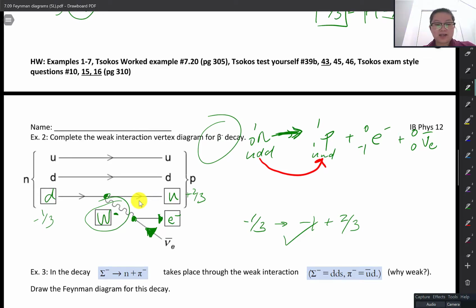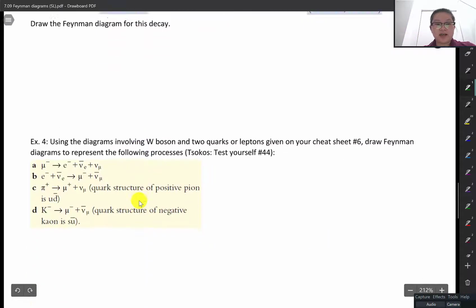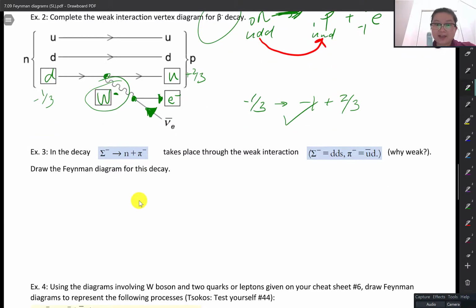Otherwise, stay tuned for the next few videos. I am going to be doing more examples on the Feynman diagram, and always try to get more practice with Feynman diagrams to work out your own system.